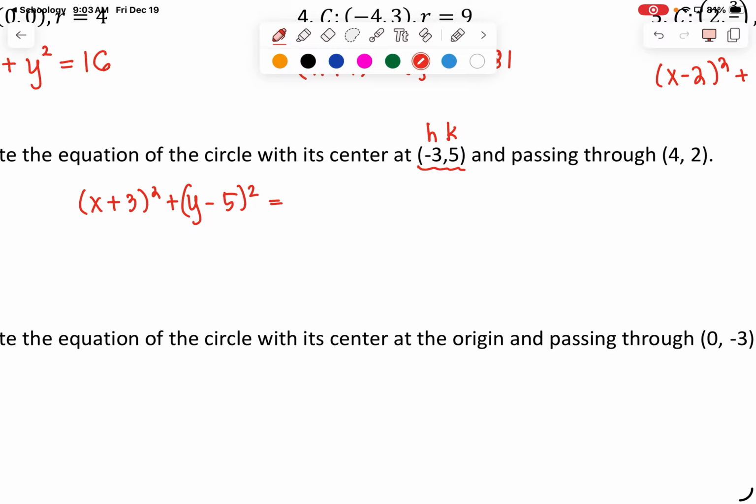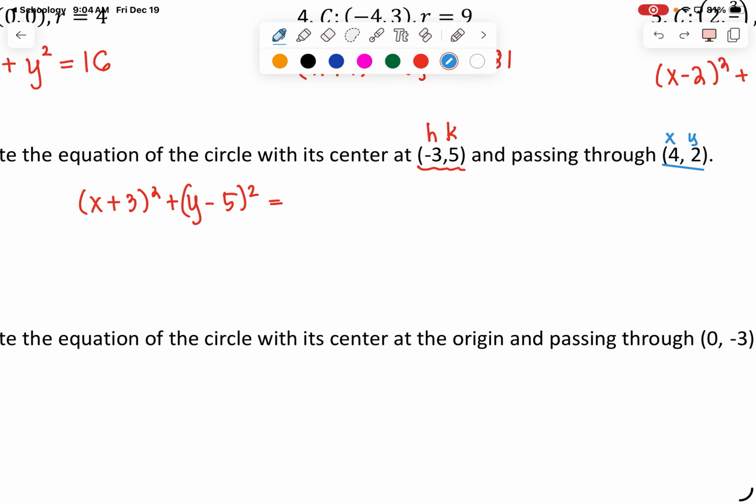which I wasn't given. So there's two ways to get this radius. One, you can use the distance formula. So you can find the distance between these two points, which is the long way, so I don't want to do it that way. Or I can remember that this is a point on the circle. So when I plug this in for x and I plug this in for y, this has to give me what it's equal to. So that's what I'm going to do.